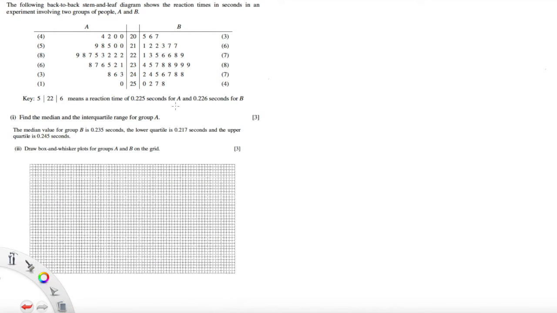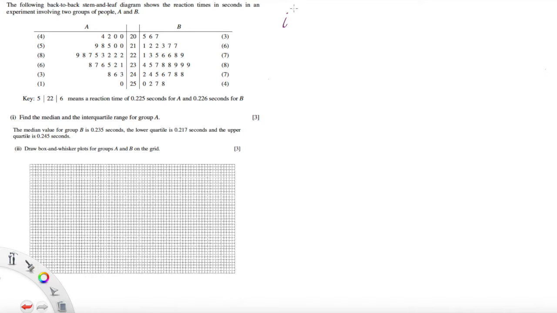Question number 2. The following back-to-back stem and leaf diagram shows the reaction times in seconds in an experiment involving 2 groups of people, A and B. And you see here information concerning A and here group B. The key given says that 5 line 22 and 22 line 6 are actually read as 0.225 for A, and here for B will be 0.226. Part I, find the median and interquartile range for group A.